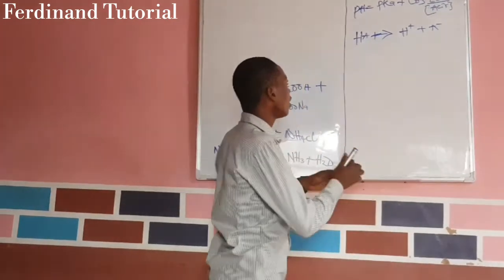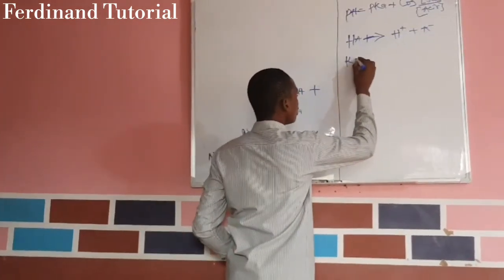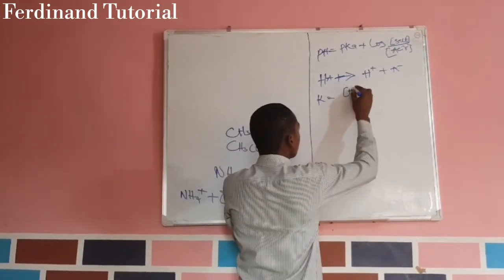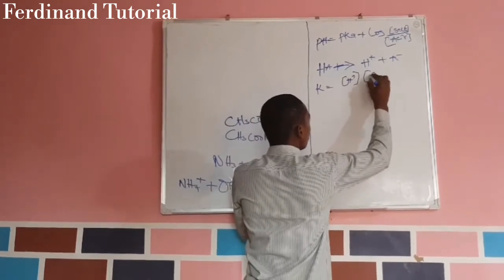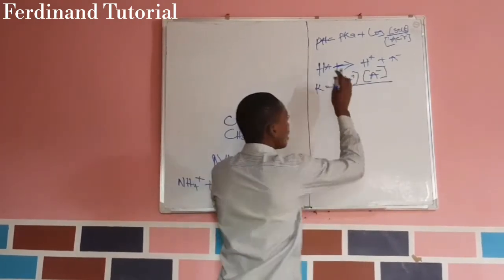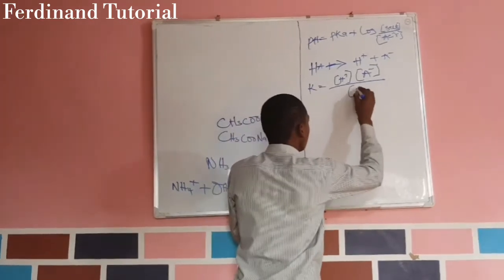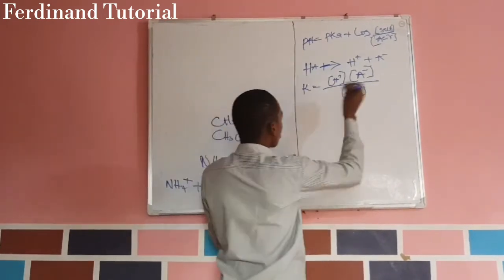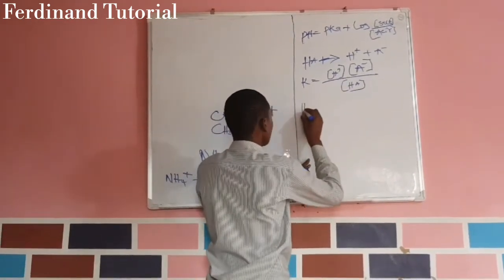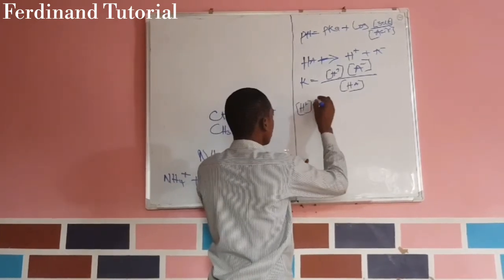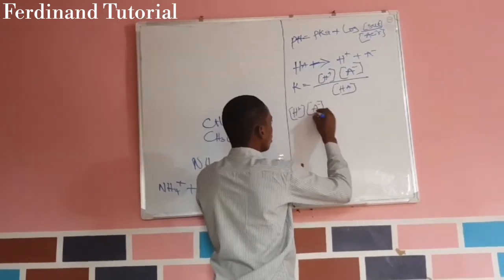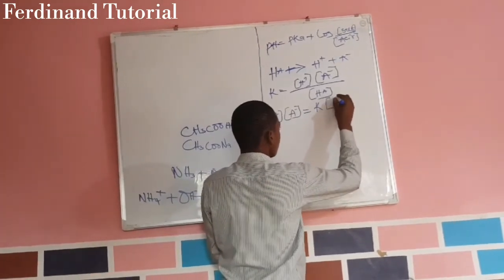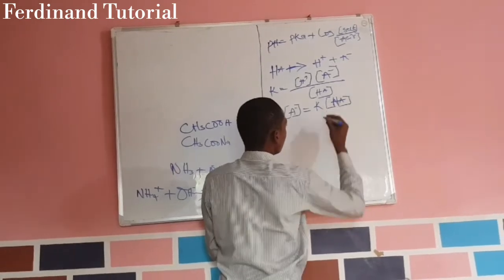Let's go. Now, to find a constant, remember that the constant is equal to product over reactant. If you have the product, which is H plus and A minus, all over the reactant, which is the concentration of HA. At this point we cross multiply. We now have the concentration of H plus times the concentration of A minus equal to K times HA. Are you getting it?